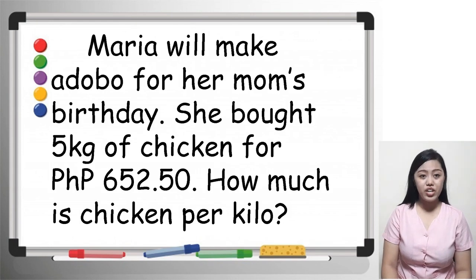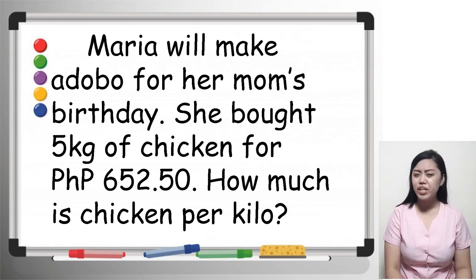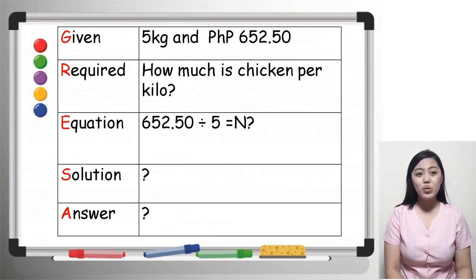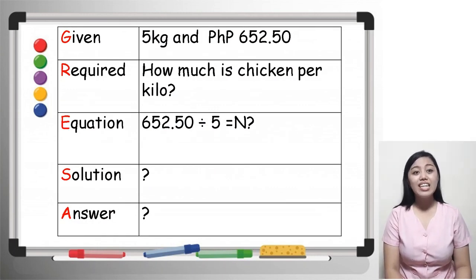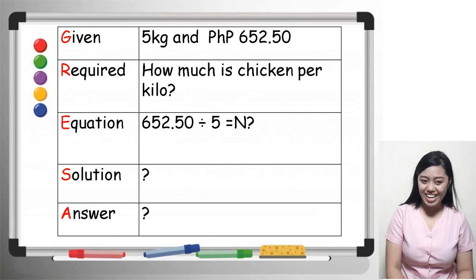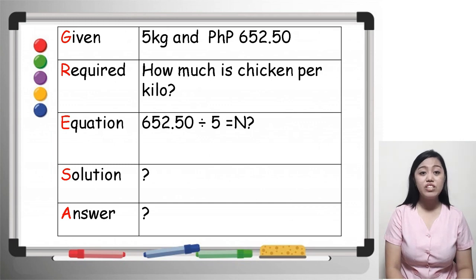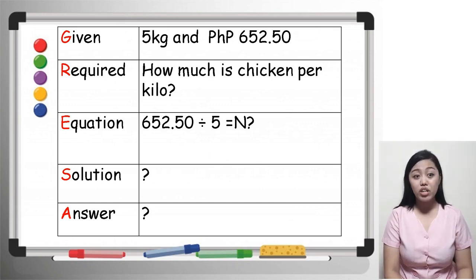Now, we have here a problem. Maria will make adobo for her mom's birthday. She bought 5 kilograms of chicken for 652 pesos and 50 centavos. How much is chicken per kilo? Now, we will use GRESA. So what is GRESA? G is for given, R for required, E for equation, S for solution, and A for answer. So our given here is 5 kilograms and 652 pesos and 50 centavos. Our required is how much is chicken per kilo.